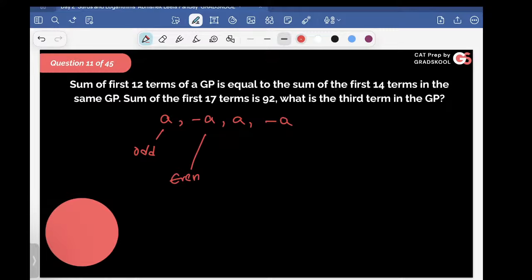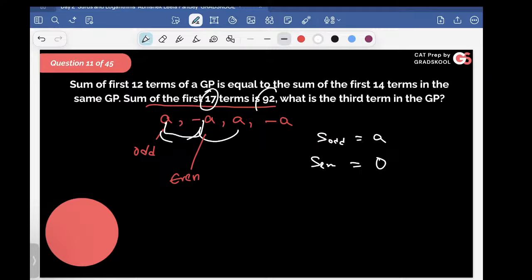Now it's saying the sum of the first 17 terms. If you take any two terms, the sum will be 0. If you take three terms, the sum will be A. So basically, the sum of an odd number of terms will be equal to A and the sum of an even number of terms will be equal to 0. Is that right? Here it says 17 terms, which is an odd number of terms, and the sum is 92. So A is 92. Third term is 92.